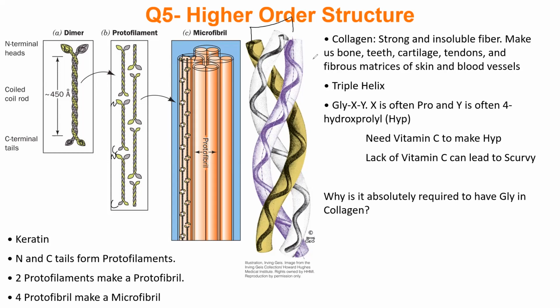Insoluble, which is good because it would be a real shame if you took a drink of water and your teeth dissolved. That'd be a real shame indeed. This is called a triple helix because there's 3 proteins making the helix. And the sequence of these triple helixes is very regular. It's glycine, X and Y. X is usually going to be a proline. Y is usually going to be 4-hydroxyproline.